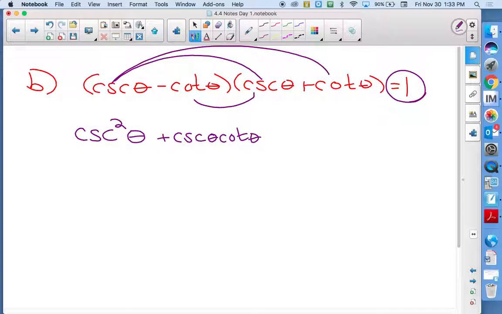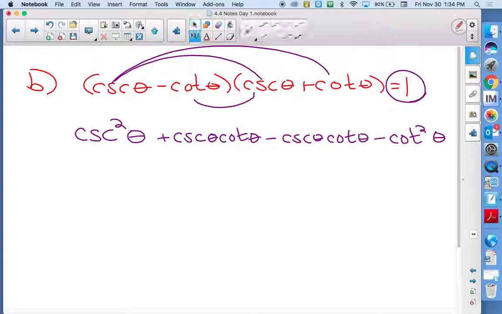Cotangent times cosecant, but that's negative. I'm just writing them in the order that I wrote the first one. And then finally, negative cotangent times positive cotangent would be negative cotangent squared. Or it would be negative x squared, negative y squared, if you want to replace them thinking about variables. So what do you notice happens with this big expression? Oh, the middle cancels. And we end up with cosecant squared minus cotangent squared.